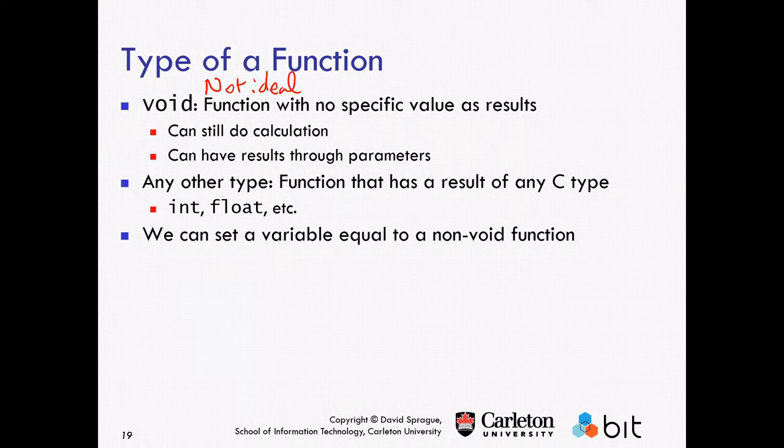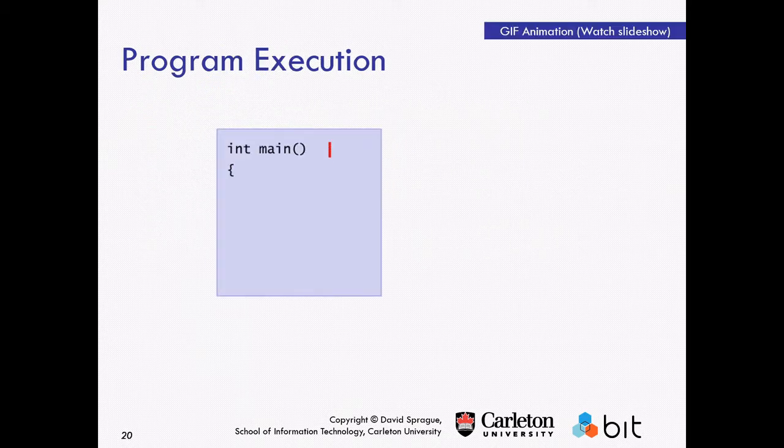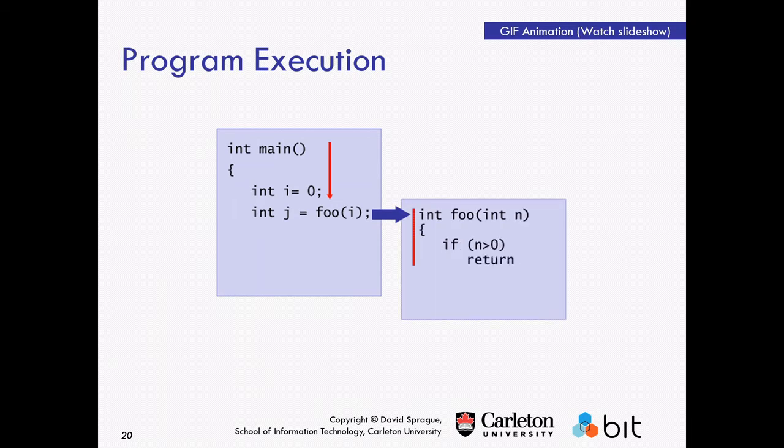When the function does something, I should be picking up the work of that function. Okay, so here's an example of foo in action. I might redo this again in a second. So here's my main function. I get i is equal to 0. j is equal to foo of i, which is actually the value 0.